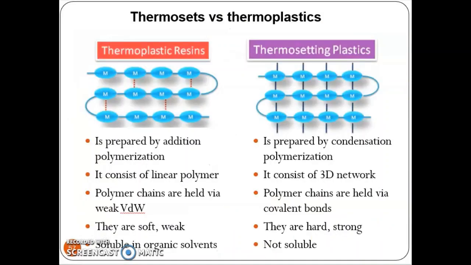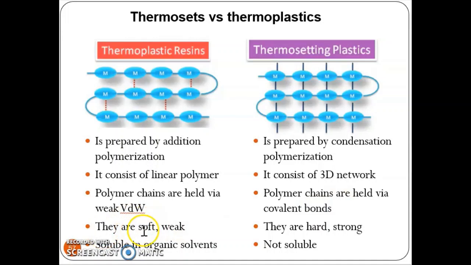If we want to make a comparison between thermosets and thermoplastics, in the thermoplastics we have weak interactions between the polymer chains. In thermosettings we have lots of cross links between the polymer chains. The thermoplastics are obtained by addition polymerization, while the thermosetting polymers are obtained by condensation polymerization. For the thermoplastics we have linear polymers. For the thermosettings we have a 3D network because of the high number of cross links between the polymer chains.